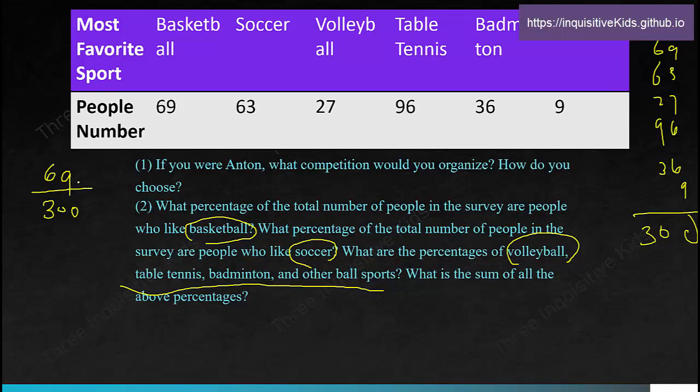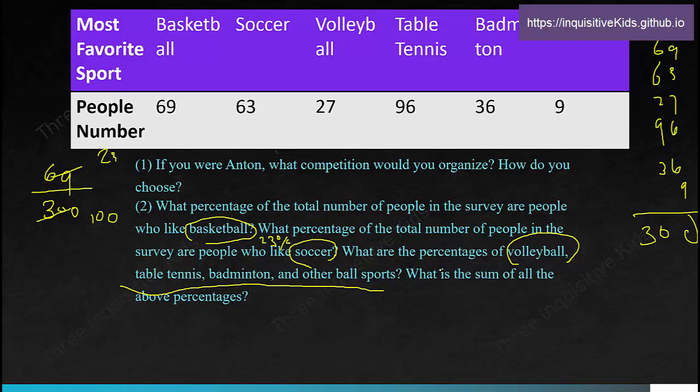Then what we do is we try to turn the denominator into 100. Lucky for us, 69 and 300 are both multiples of 3. So we can divide 300 by 3, which we get 100, the denominator we want, and we divide 69 by 3 as well. 69 divided by 3 is equal to 23. So the percentage of basketball is 23%.